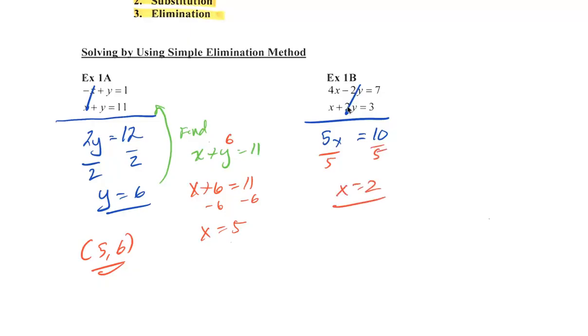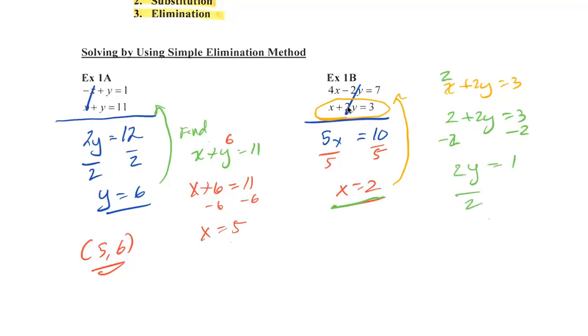But much like last time, you cannot just give me one answer. I need the y also, I need the pair. Plug into any one of these you want. I think the bottom one's a little easier. So you have x plus 2y equals 3. But we found out that x equals 2. So 2 plus 2y equals 3. Minus 2 from both sides. I get 2y equals 1, divided by 2, and y equals 1/2. So my answer is (2, 1/2).